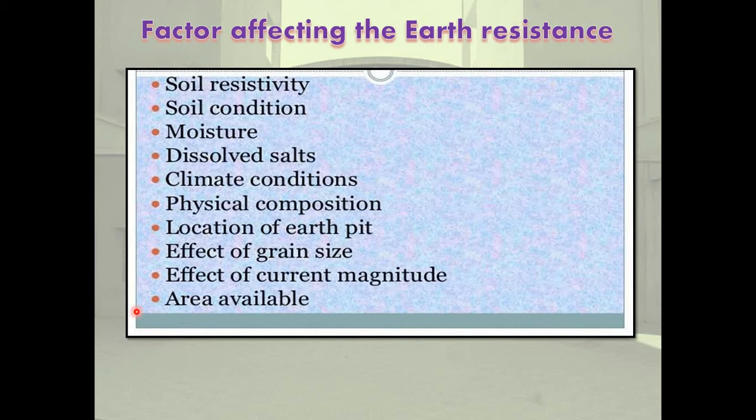In many locations, the water level goes down in dry weather conditions. Therefore, it is essential to pour water in and around the earth pit to maintain moisture in dry weather conditions. Moisture significantly influences soil resistivity. So these are the different points of factors affecting the earth resistance. These are the main three topics.